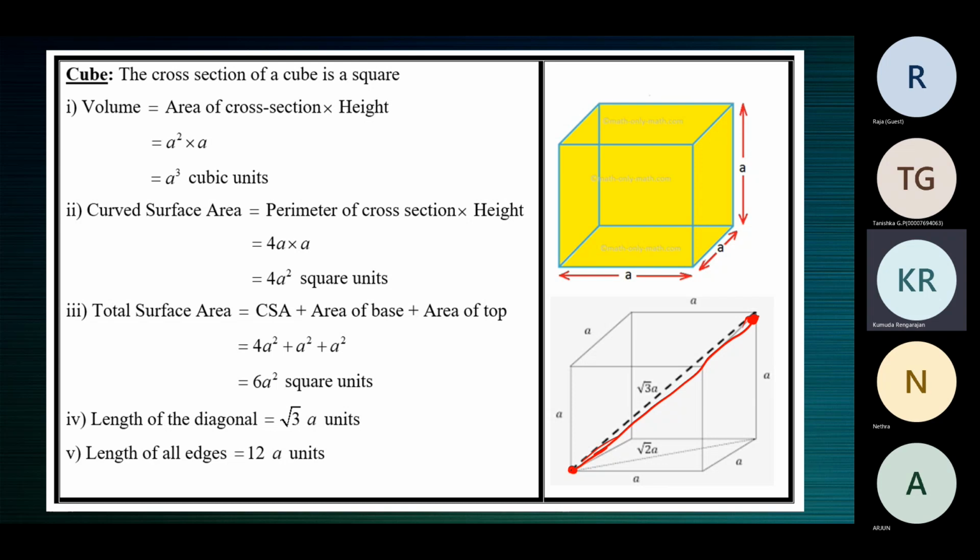Like the hypotenuse is the longest side in a right triangle. Similarly, in a cube, the diagonal of the cube is the longest line segment in the cube. And it's given by root 3a. So how do we get that? By using Pythagoras theorem.